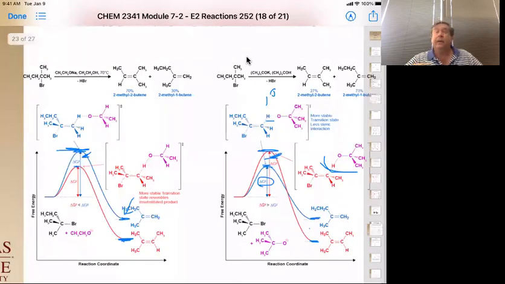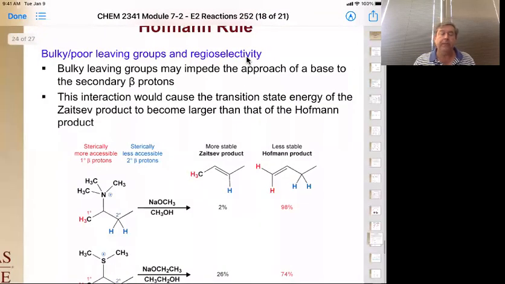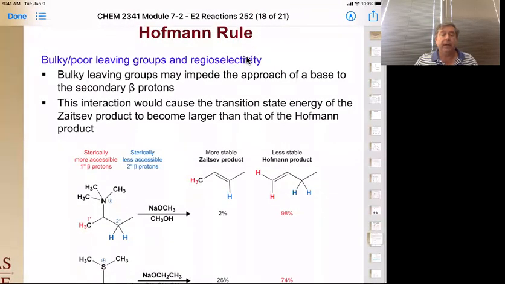Okay, let's see, we've got 4 minutes, so let's go. Okay, so let's talk about the Hofmann rule. Okay, so we're basically talking about bulky, poor leaving groups in regioselectivity. So a bulky leaving group, something that will come off as a neutral species like water or a quaternary ammonium salt, that is a big leaving group. And so it's going to actually change a little bit of the regioselectivity, okay?